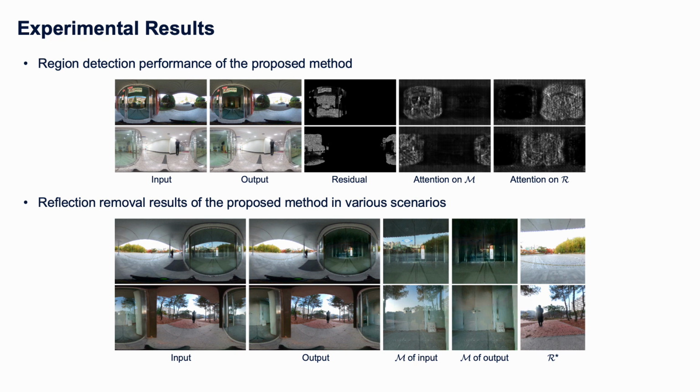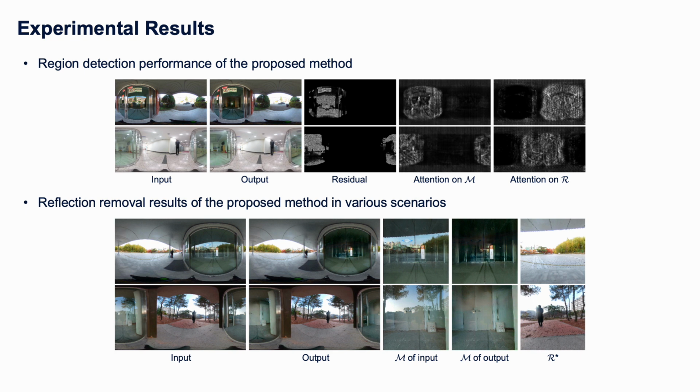Second, we show the reflection removal results in various scenarios. The proposed method successfully removes the reflection when the mixed region M is at arbitrary locations. Surprisingly, the proposed method worked on more challenging cases where the mixed region M is separated toward the two ends of the image.